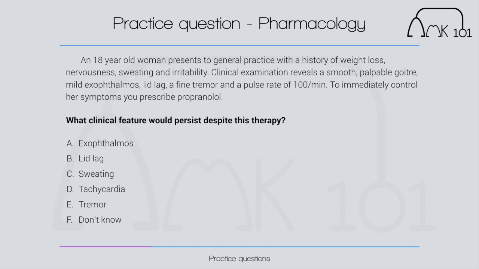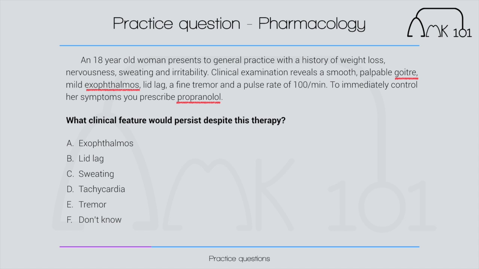This question here is about a young woman who has a range of symptoms involving a goiter, exophthalmos, lid lag, tremor, tachycardia, and it tells you prescribe propranolol. It's a 2-step question in some ways, where you've got to make a diagnosis, and then you've got the rather difficult question saying you give propranolol and what would persist despite this therapy.